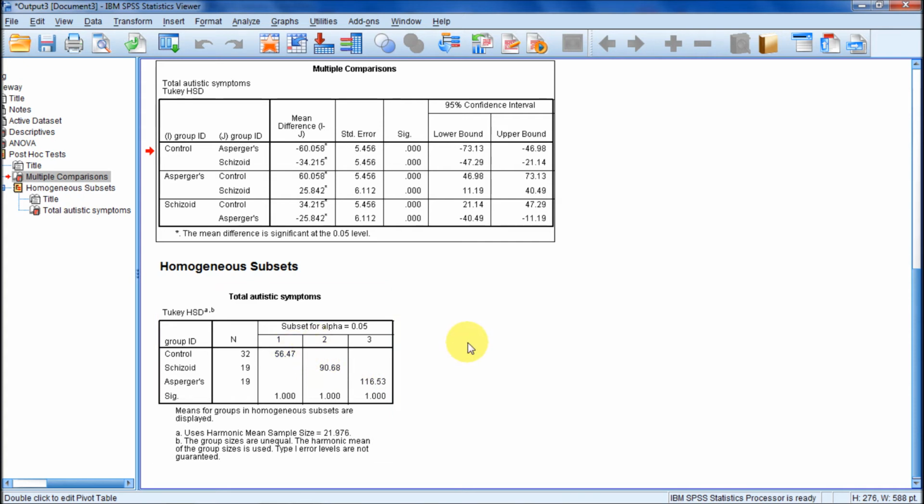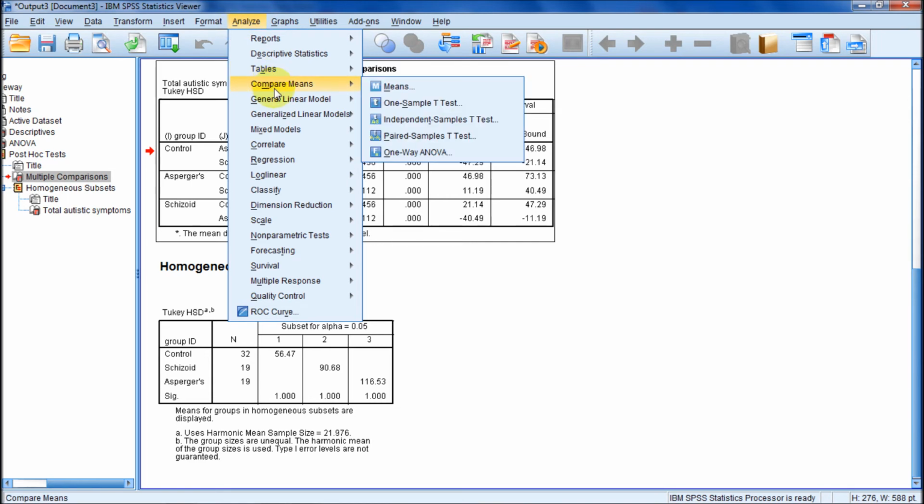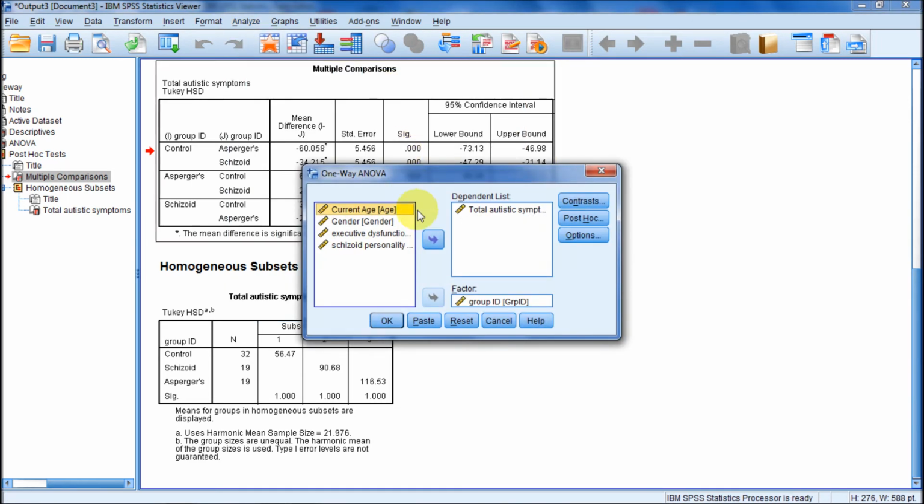Okay, let's go back to analyze. We'll go back to compare means. We'll go to one factor ANOVA. And let's change the dependent variable now. Let's go to schizoid personality disorder as our dependent variable. All these schizoid symptoms, mostly associated with children who want to be alone.